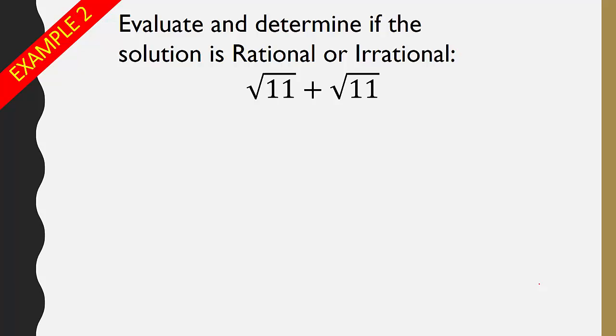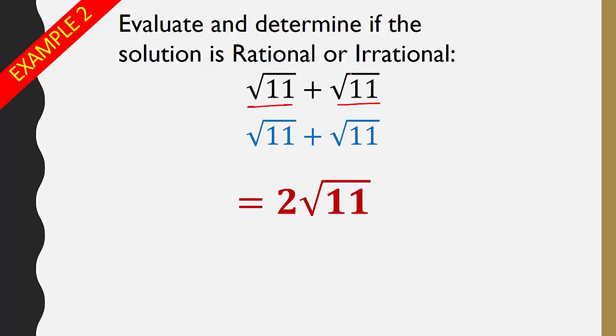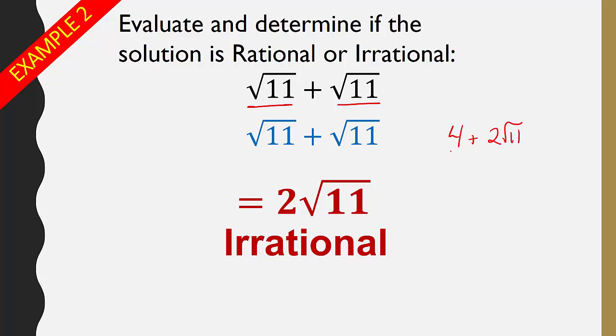Okay, same question, but now we have a square root of 11 plus the square root of 11. So we're adding this time. We have like bases, so we can add them together to get 2 square root of 11, 2 root 11, which is irrational. Because anytime, it doesn't matter if you had something like 4 plus 2 square root of 11. Yes, this is a rational number, okay, but this is not. And because they are all part of the same expression, the entire expression would be irrational. So just bear that in mind.